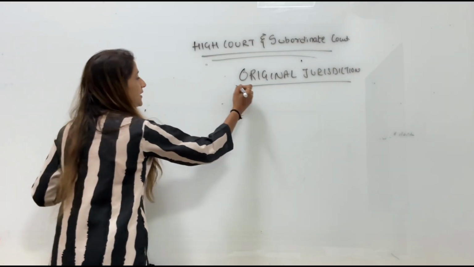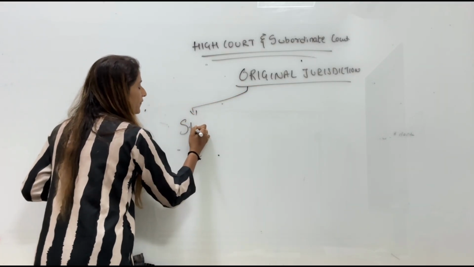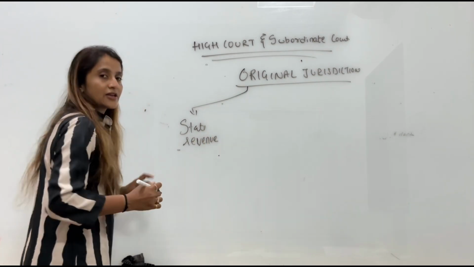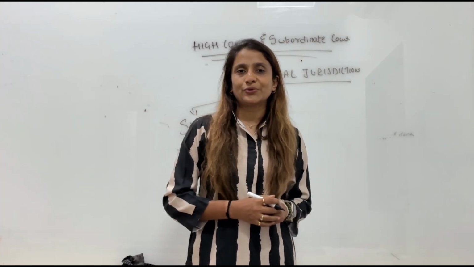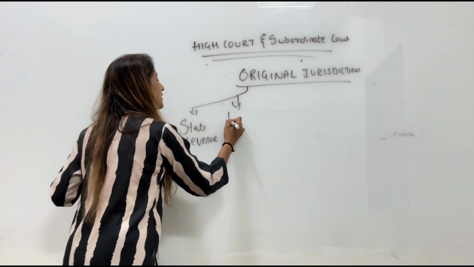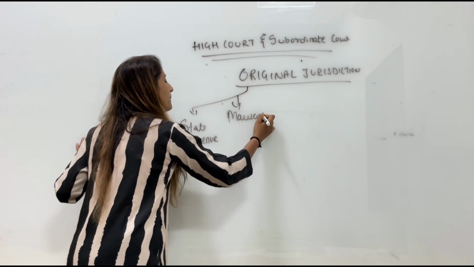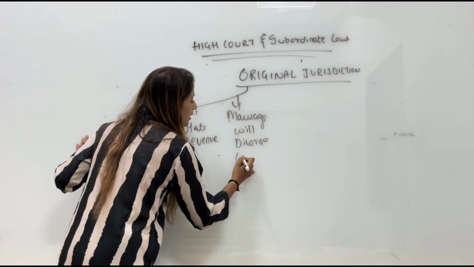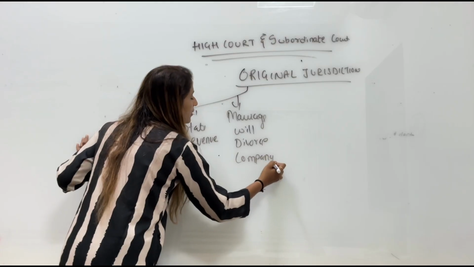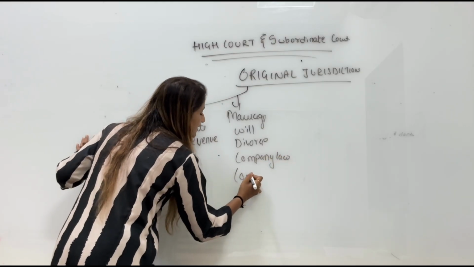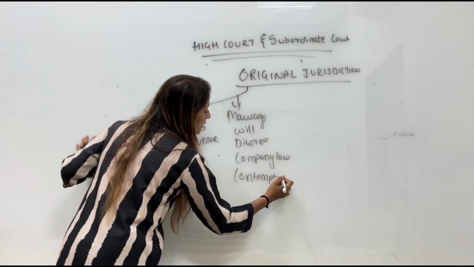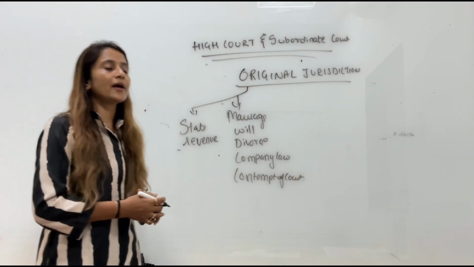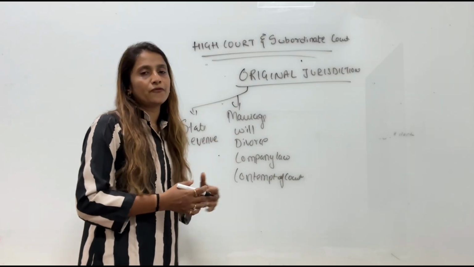So first, any matter of state revenue and its collection can be taken directly to High Court. If there is any case with respect to marriage, will, divorce, company law, or contempt of the court, in all these cases High Court will have the power of original jurisdiction.